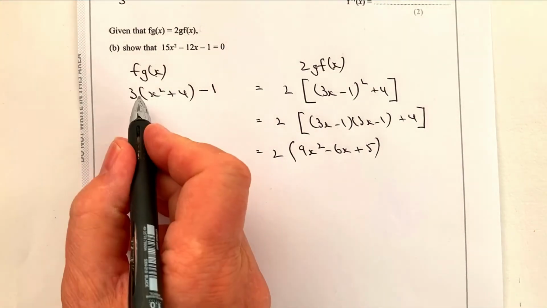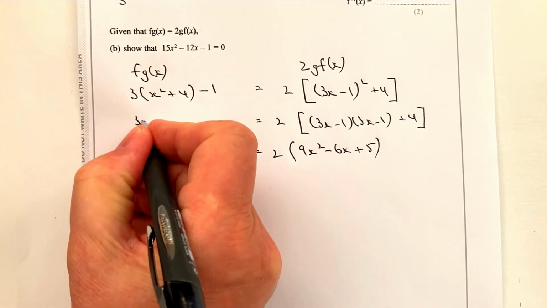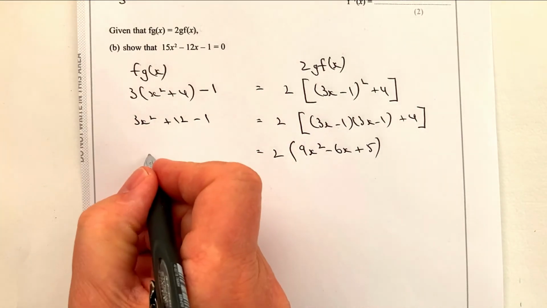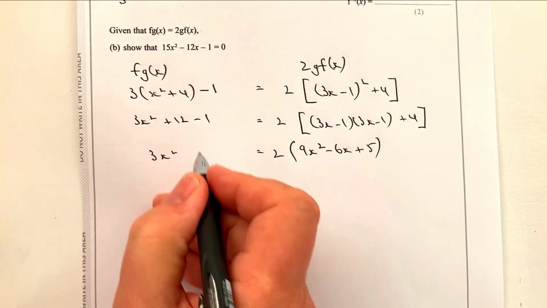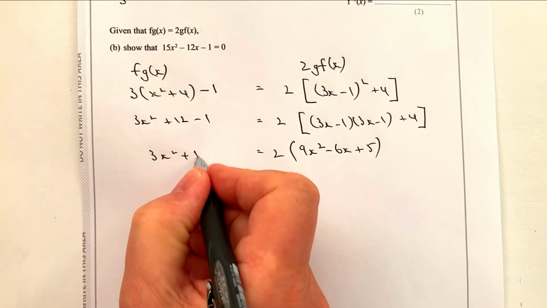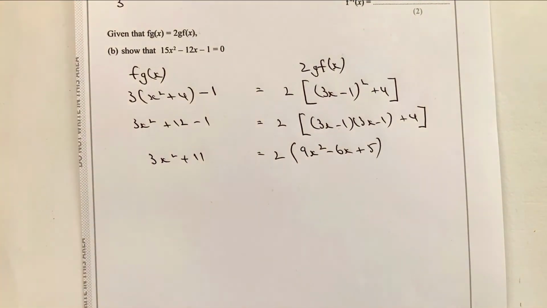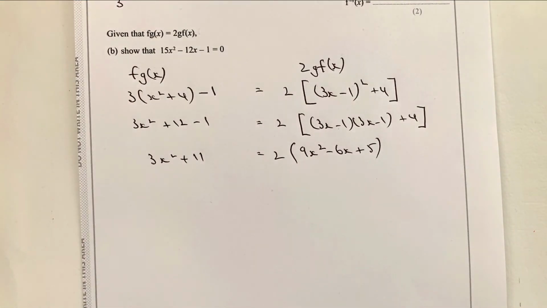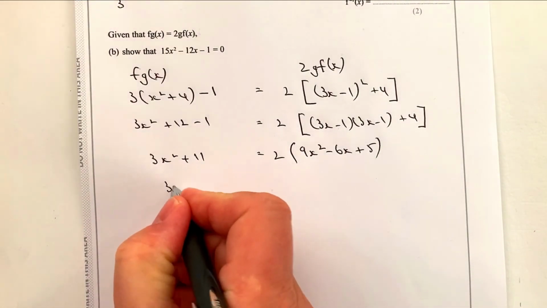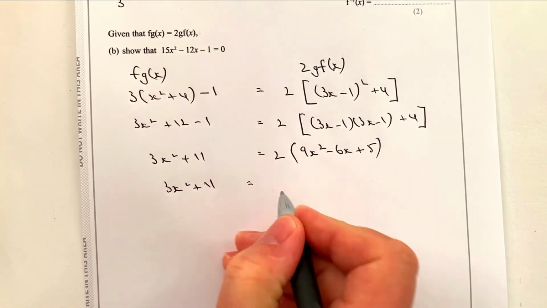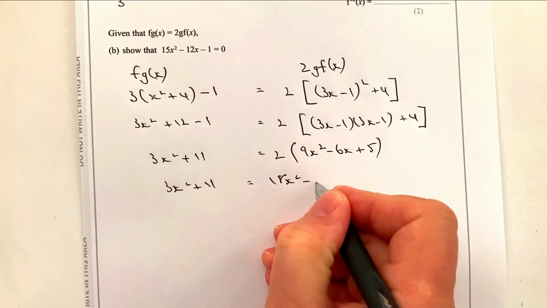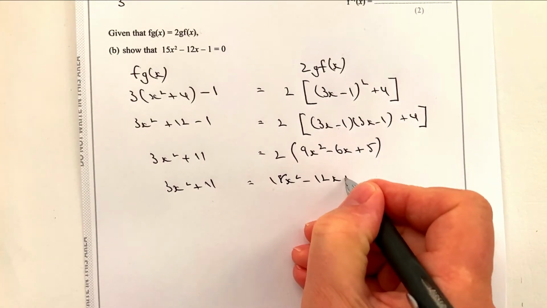So I'm going to get, multiplying out by 3, 3x squared plus 12 minus 1. Okay, so that's going to give me 3x squared plus 12 minus 1 is going to be plus 11, and that's going to equal that. Okay, so now really it's just a case of tidying all of this up and making it look like that. So what we'll do first is I'm going to leave this side as 3x squared plus 11. And on the right-hand side, I'm going to multiply out. I'm going to get 18x squared minus 12x plus 10.